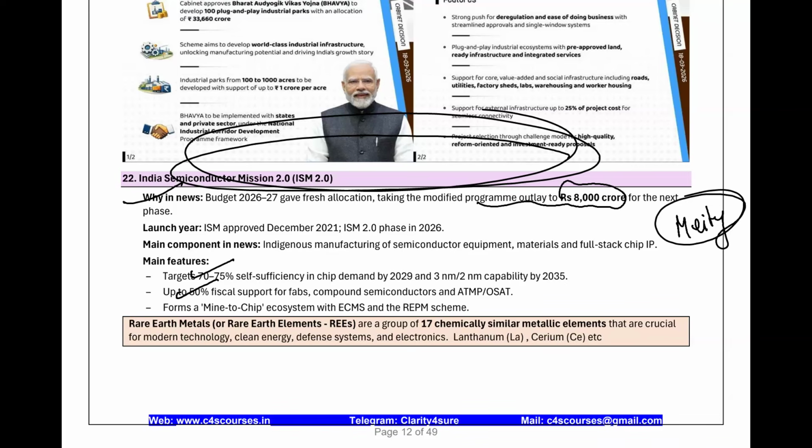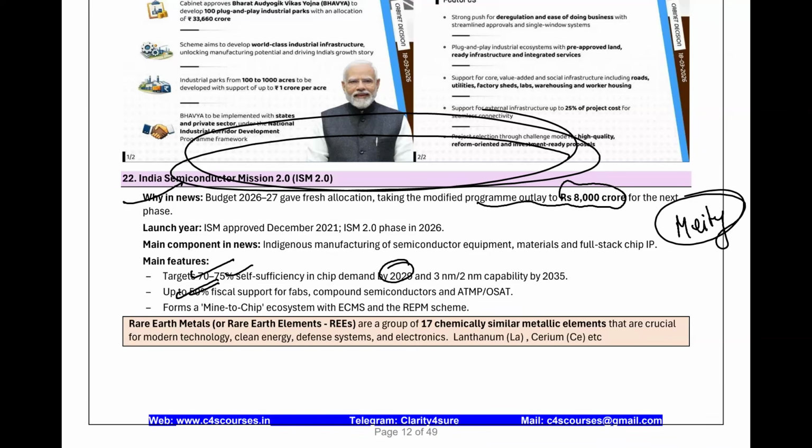Target is 70 to 75% self-sufficiency in chip demand. Understood? Are you getting my point? Fiscal support up to 50% is to be given. Compound, okay, we need not go into that much detail. And the target is 70 to 75% self-sufficiency in chip demand. Is it clear? What is targeted? Semiconductor self-reliance. What is the main focus of the scheme? Focus on fabrication, packaging and design ecosystem. Please note it down.